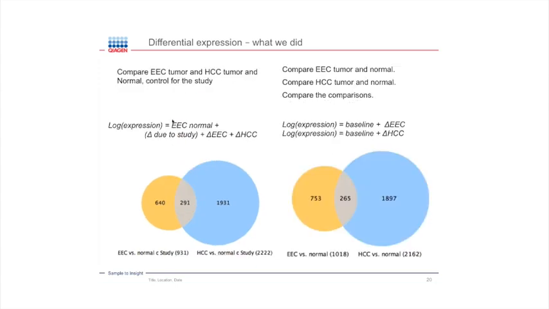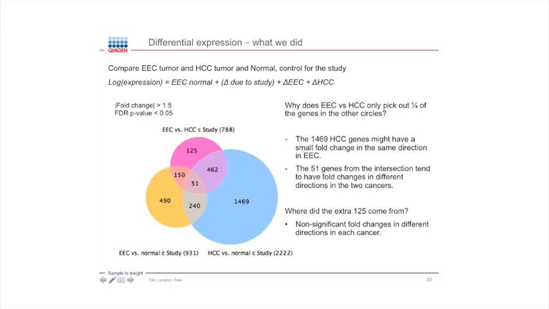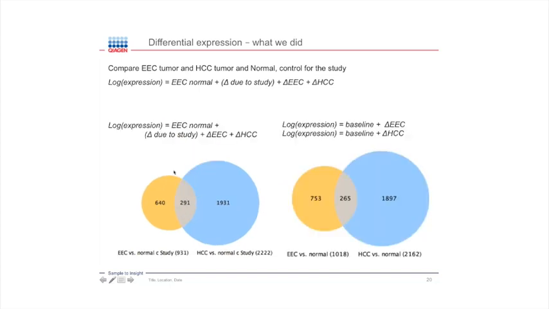And to make that a bit clearer, an alternative to what I did here, controlling for the study, is I could have done some statistics where I took 6 samples for EEC and compared tumor and normal. I could have taken 6 samples for HCC and compared tumor and normal. And then I could have compared the comparisons. And then I get something that's actually very similar to just this yellow circle and the blue circle of genes that I got from this more complicated approach. But as you can see, the ones that I'm actually interested in are these pink ones, and they're only a subset of what I have here.